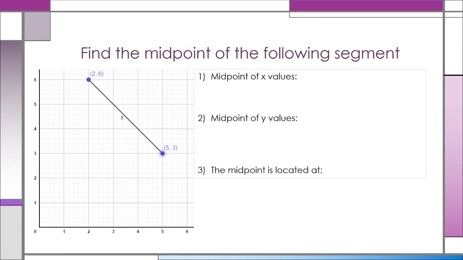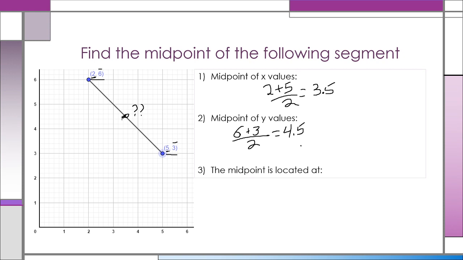So let's take an example here. This is the point 2, 6. This is the point 5, 3. If I want to find the midpoint, so I want to know where the middle point is, I find the middle of my x's. So I have a 2 for my first x, a 5 for my second x. So 2 plus 5 divided by 2, which would end up giving you 3.5. And then for y's, I have 6 and I have 3. So 6 plus 3 divided by 2, which would end up giving you 4.5.